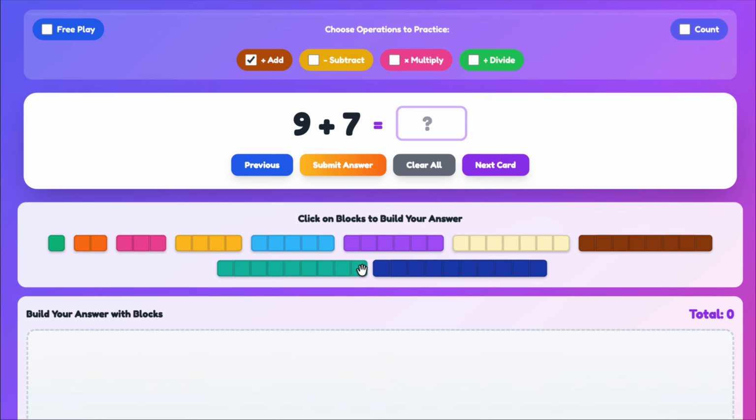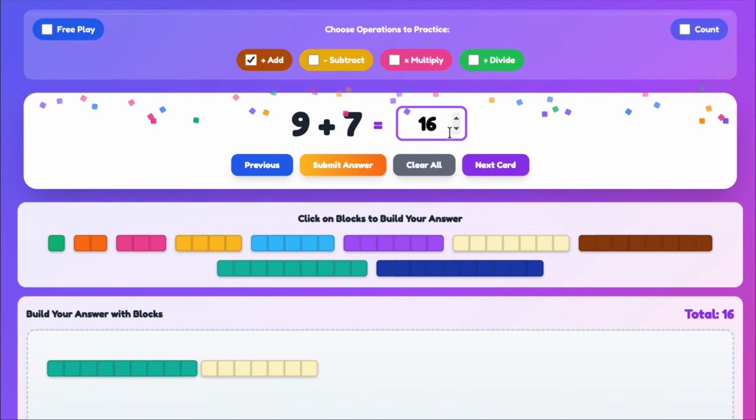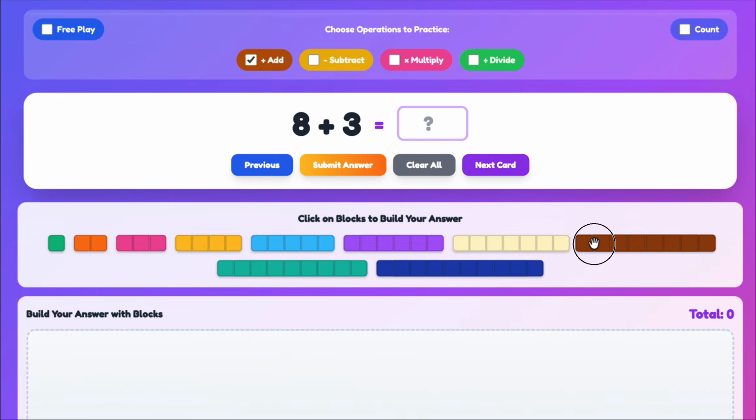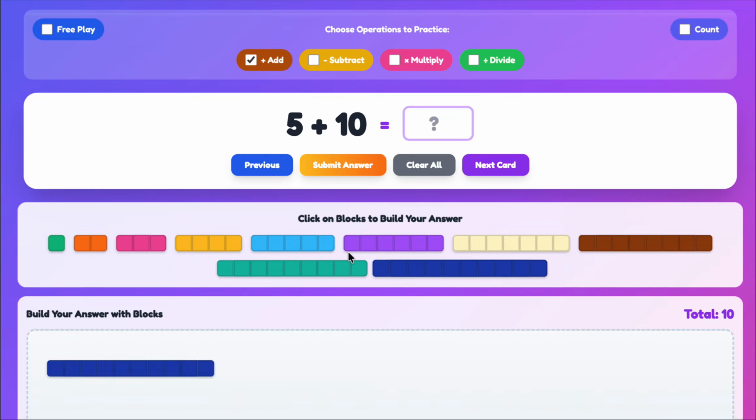Next card, 9 plus 7. Okay, 16. I can add that in, or I can just go from card to card without doing that. So that's 11, 10, and oh, clear it. 5 plus 10, 15. I can add my answer in if I want.